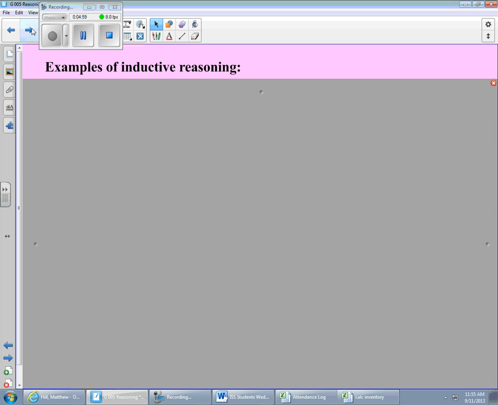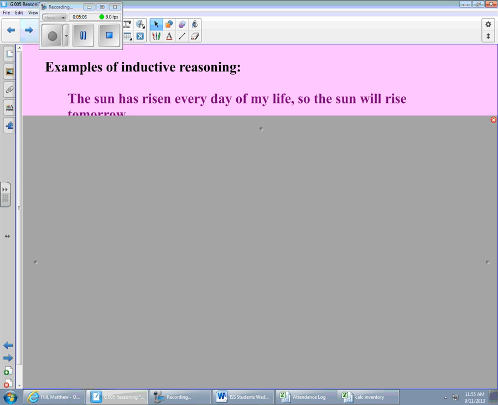Now let's look at some examples of inductive reasoning, pardon me. We use inductive reasoning all the time. Here is an inductive reasoning statement. The sun has risen every day of my life, so the sun will rise tomorrow. Seems safe enough. It is an observable pattern. Every day the sun comes up. So we get accustomed to this fact that the sun does rise every day. So a reasonable and logical statement would be to say that the sun will rise tomorrow.